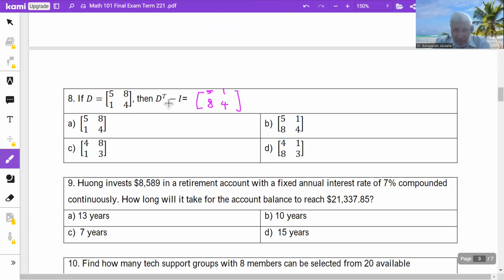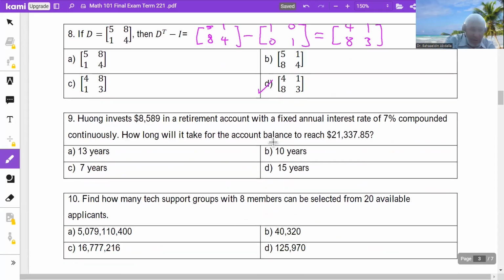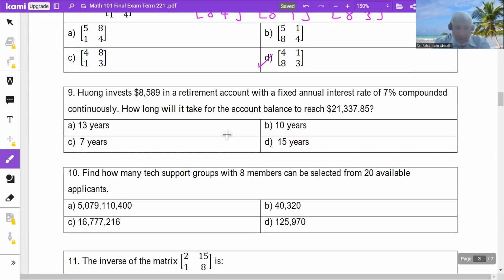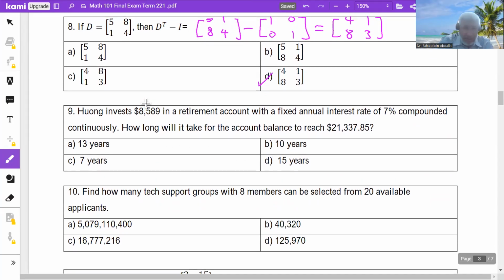So this is D^T, the transpose of D, minus the identity. The 2 by 2 identity matrix is 1, 0, 0, 1. If you subtract, 5 minus 1 is 4. 1 minus 0 is 1. 8 minus 0 is 8. 4 minus 1 is 3. So the matrix is 4, 1, 8, 3. That's the correct answer.